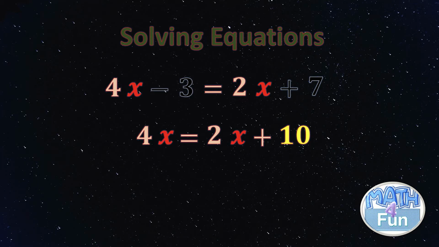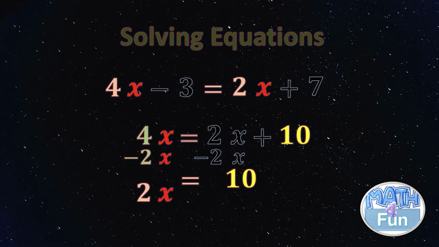Now we have to move the 2x to the other side of the equation. How to do that? We can add negative 2x on each side. So now negative 2x and plus 2x, what would happen? It will be equal to 0. And here we have 4x and minus 2x. Their total becomes 2x because 4x minus 2x is equal to 2x. And on the right side, you're left with 10. So now the new equation becomes 2x equal to 10.